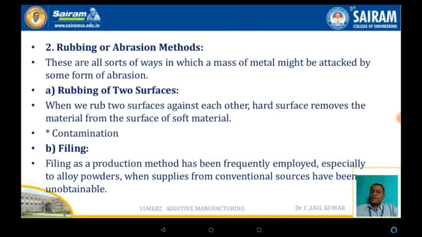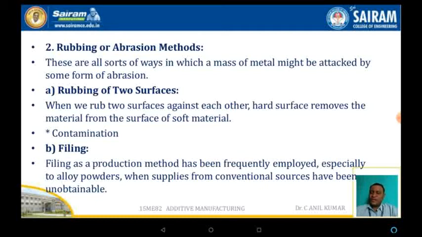Rubbing and abrasion method. This is one of the methods in which the addition of other material takes place, so the contamination is maximum. When we rub two surfaces against each other, the hard surface as well as the soft surface converts into a powder. Along with the soft material, some particles of hard material are also included, and contamination takes place.